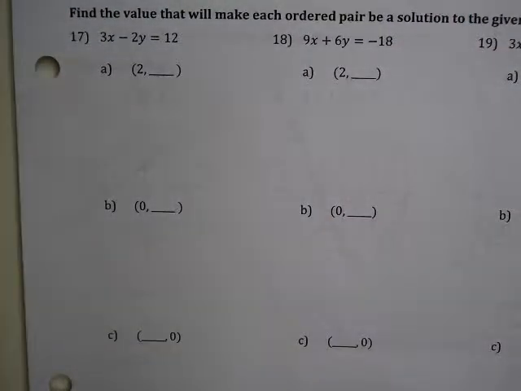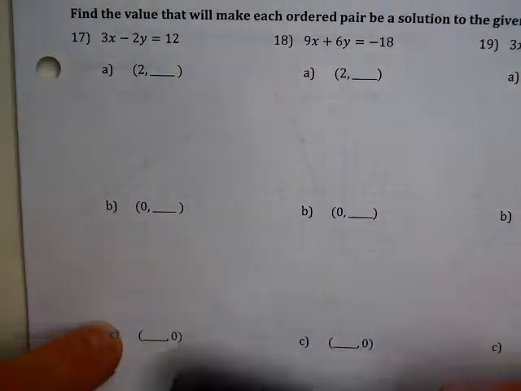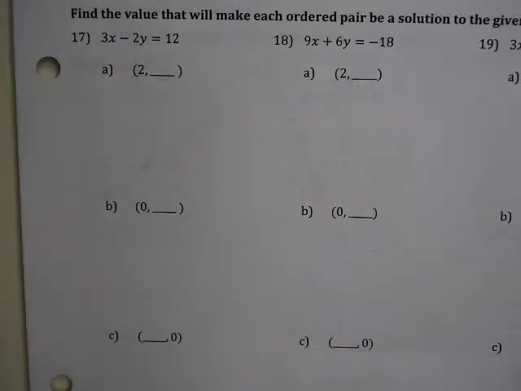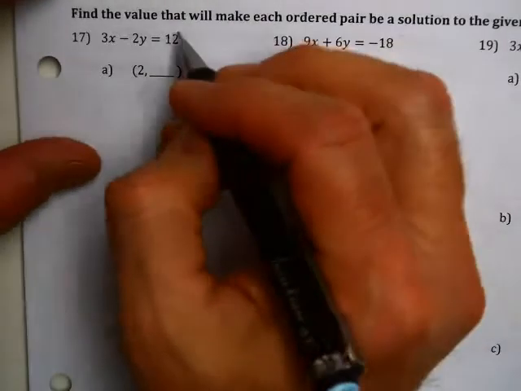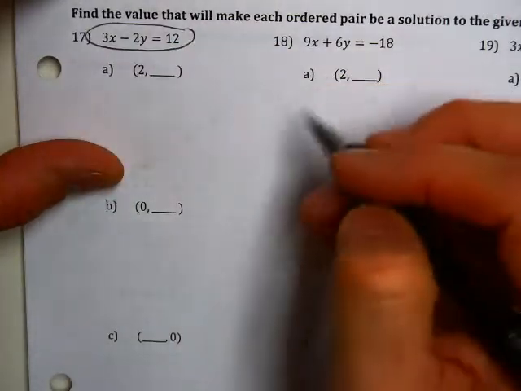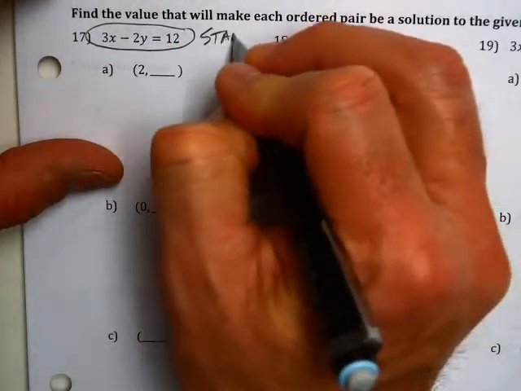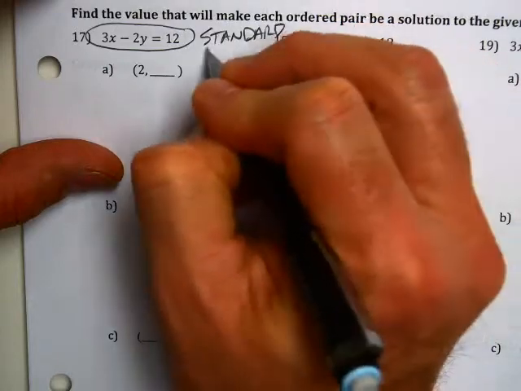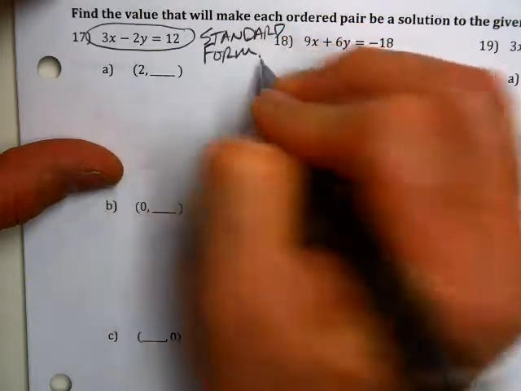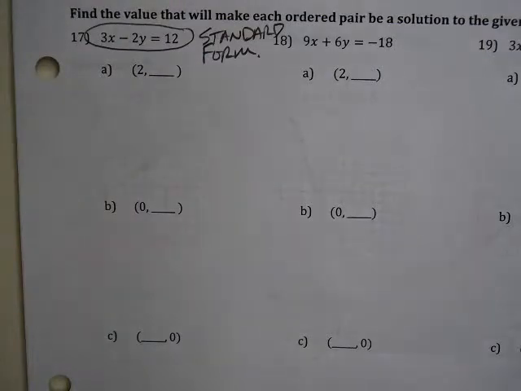They're giving us 3 ordered pairs, or at least part of ordered pairs. And they want us to find out what makes that true. So the thing that we have to notice is this isn't a different form. This isn't slope-intercept anymore. This is standard form. And standard form is just another way of writing an equation of a line.